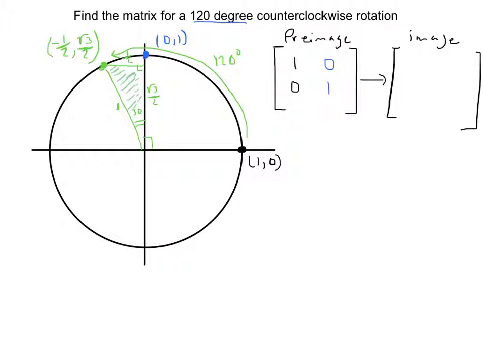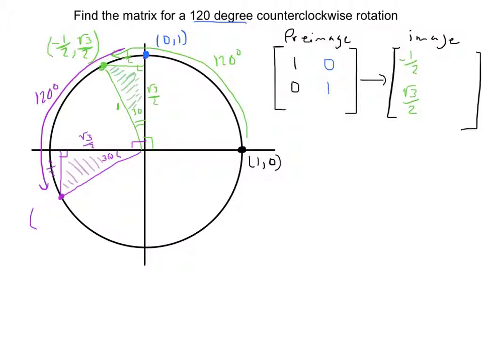1, 0 gets mapped over here, and I need to write these coordinates vertically. So that's the first one. Now I need to do it again for this point up here, 0, 1. Again, I have a 30, 60, 90 triangle. For the x-coordinate, I am going back √3/2. And for the y, I am going down 1/2. And this is where the point 0, 1, right up here, got mapped to after 120 degrees. So I write those coordinates vertically for the image.